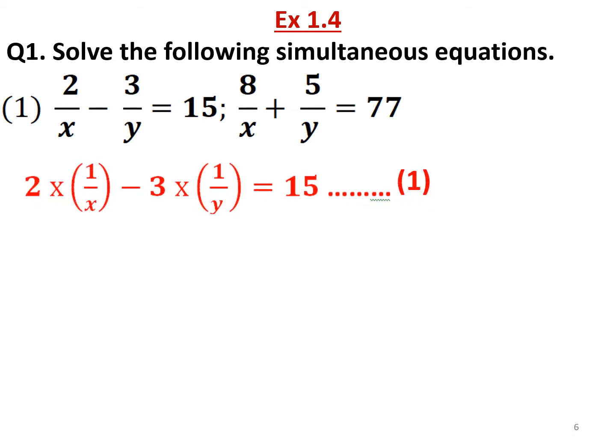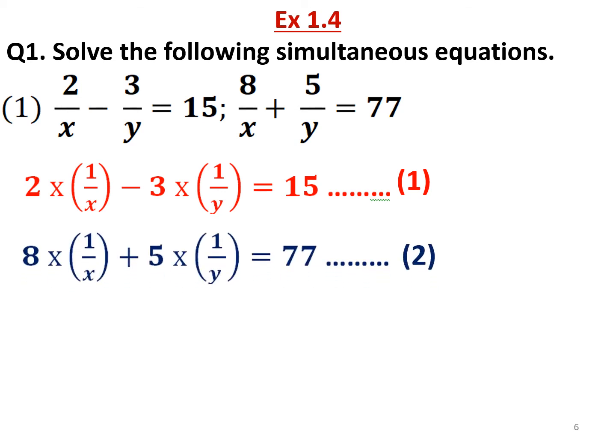2 upon x minus 3 upon y is equal to 15 can be written as 2 into 1 upon x minus 3 into 1 upon y is equal to 15, which is my equation 1. Next equation, 8 into 1 upon x plus 5 into 1 upon y is equal to 77, is my equation 2.